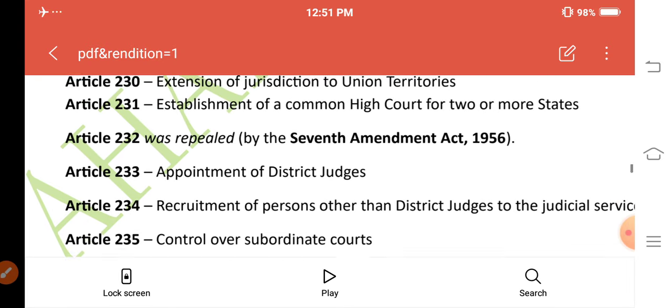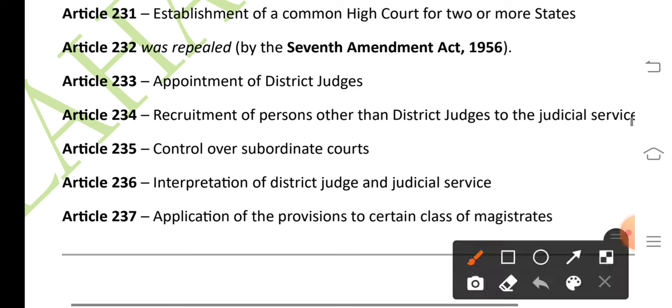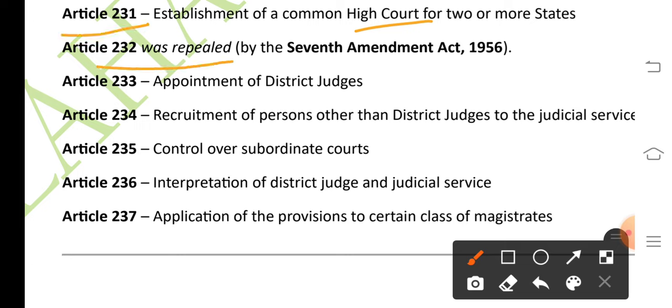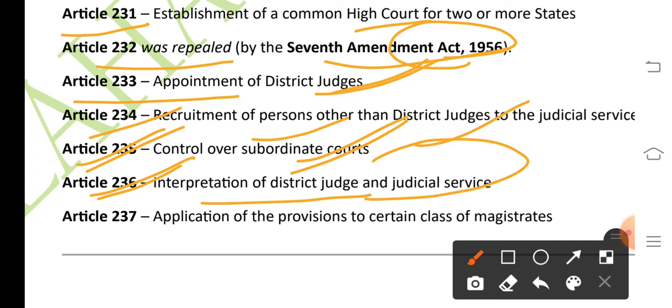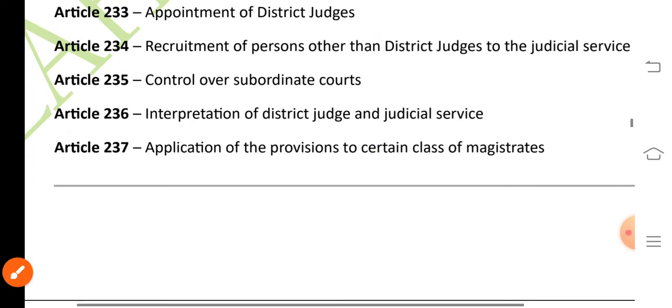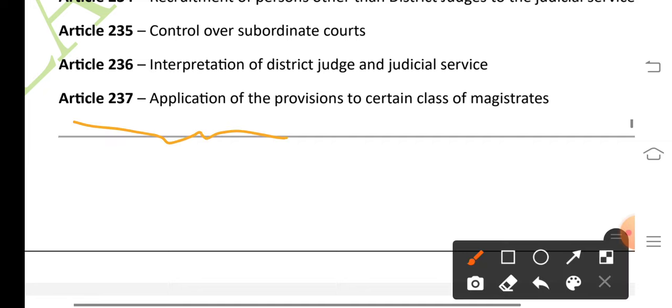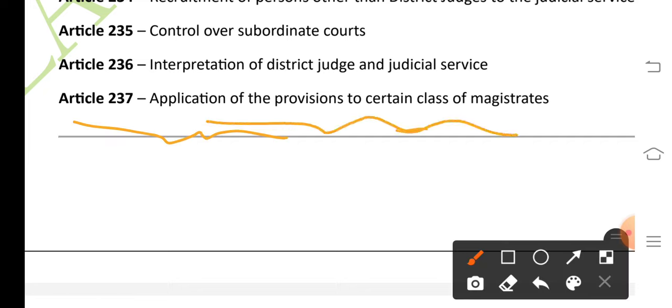We have so many union territories that have common high courts with states. That is possible only under this Article 231. Article 232 was repealed by the 7th Amendment Act 1956. 233 talks about appointment of district judges in the district courts. 234 talks about recruitment of persons other than district judges to the judicial service. 235 talks about control over subordinate courts. 236 talks about interpretation of district judge and judicial service. 237, which is the last article under Part 6 of the Constitution, talks about application of the provisions to certain class of magistrates.